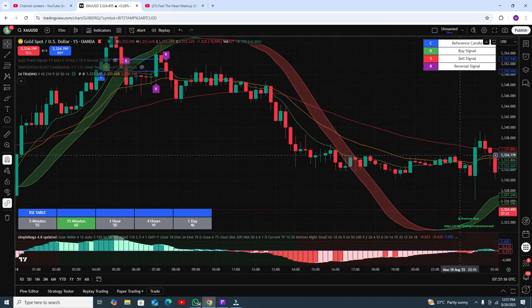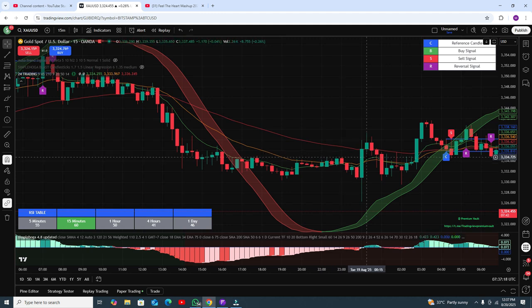Okay, let's find out more entries. Here you can see this candle comes upside from the RSI, which is also green, and this candle comes upside from the 3 EMA lines, so this is your entry point.